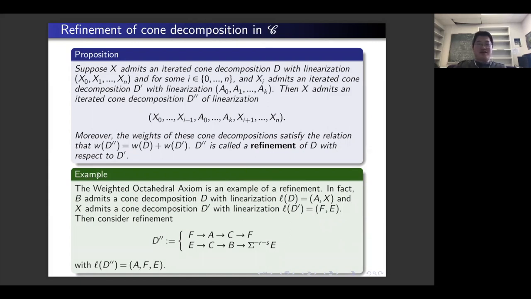But okay, so this example is like, I repeatedly see that this weighted octahedron actually gives you an example of a refinement. And the important thing is that the weight behaves like an additive. That's exactly compatible with what this proposition says.